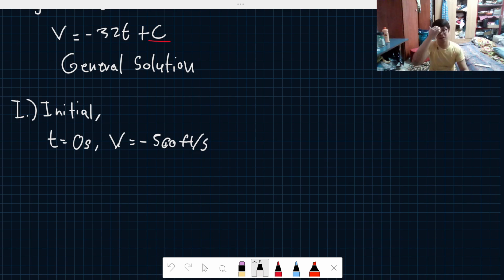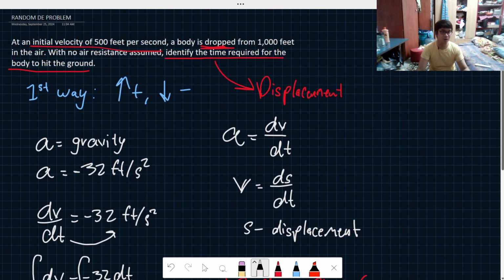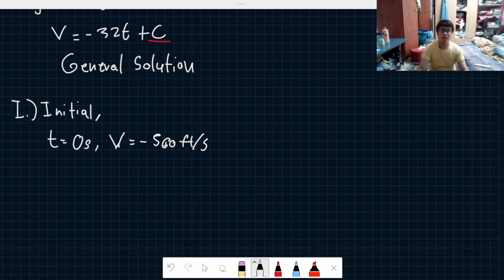All right. So whatever goes down, again, remember, we are on the first way. The first way is what comes up is positive, what comes down is negative. So initially, the ball is going to drop, right? So of course, where will it go? Down. So it should be negative.